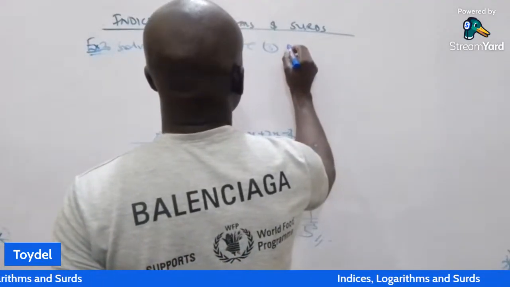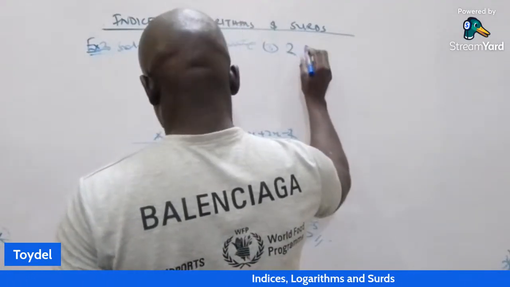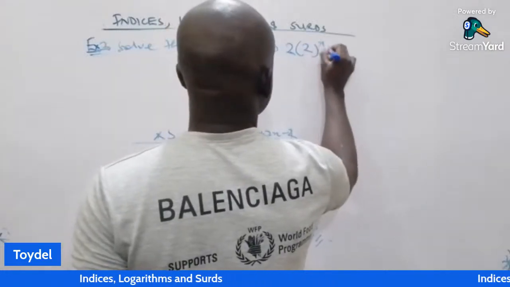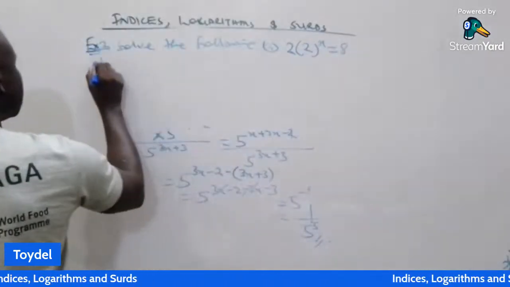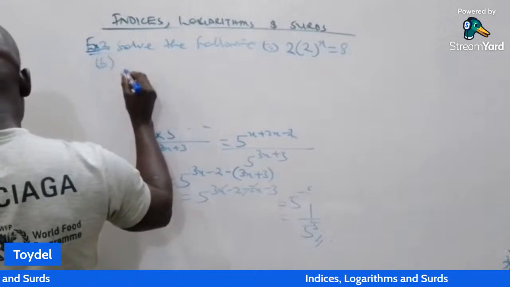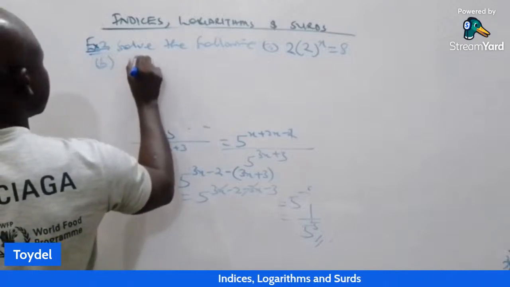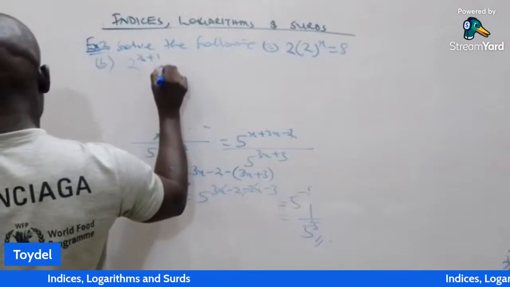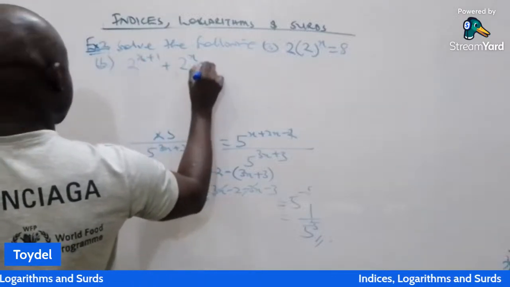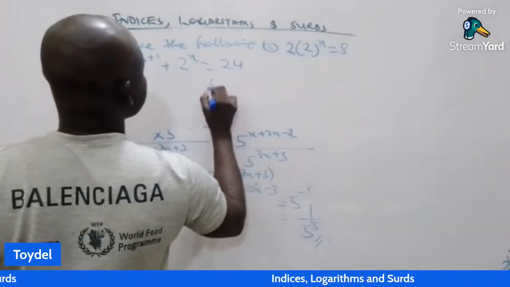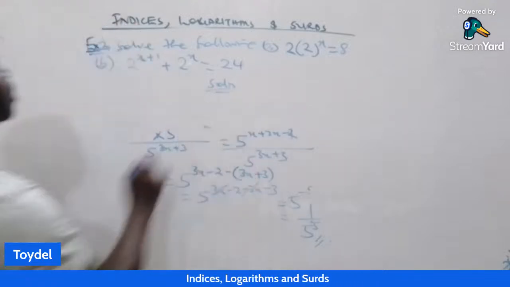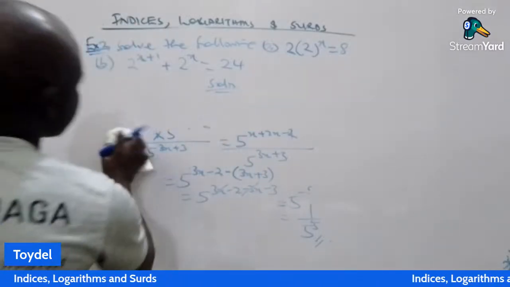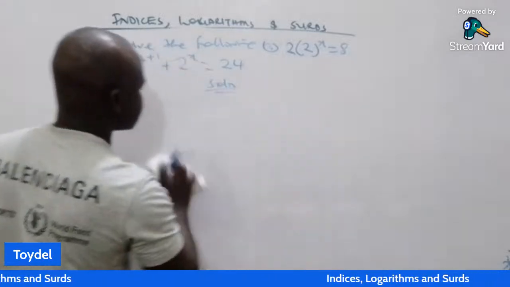Solve the following: a, 2 into bracket 2 raised to the power x is equal to 8. Then let's take another one, b, where we have 2 raised to the power x plus 1, plus 2 raised to the power x, is equal to 24. So let's just solve these under simple exponential equations. Of course, this is what we are given, and this is what we are asked to solve.